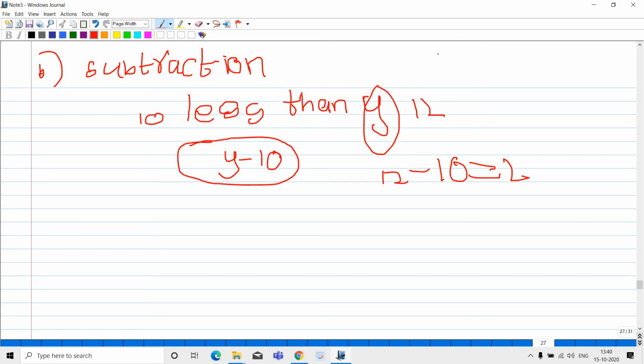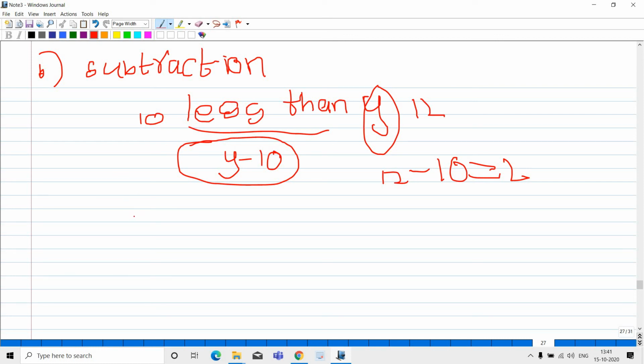In the last class in additions we did the sum of x and y, or x and 6 like that. 6 plus 5 means the sum, we are adding 6 plus 5 and getting the value. But here it is asking the difference between 10 and y. So that time they express it as 10 less than y. That time y is greater than 10. So y minus 10.